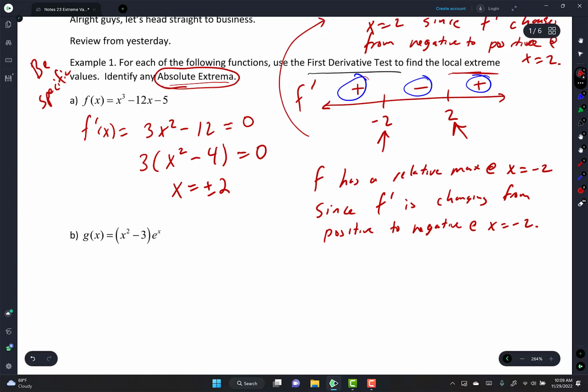So check it out. This one here, I got to take a derivative. So I'm going to write G prime. I got to do what rule? Product rule. First times derivative of the second plus the second times derivative of the first.